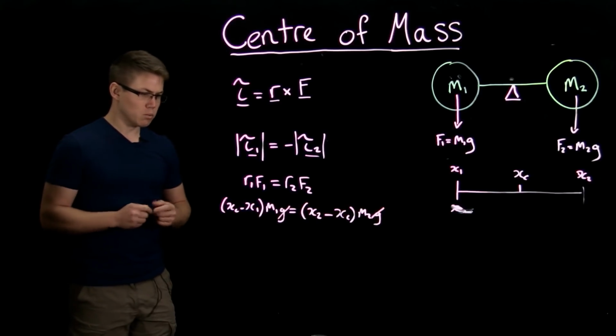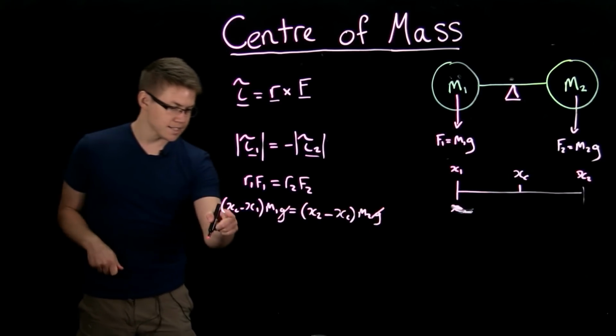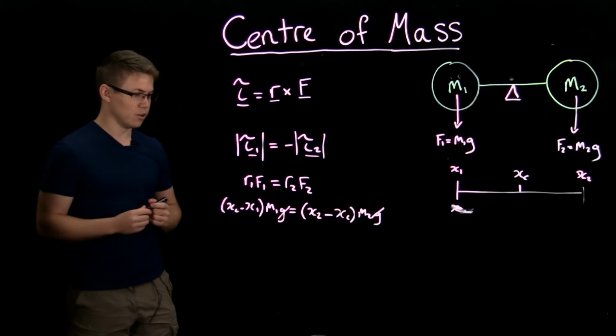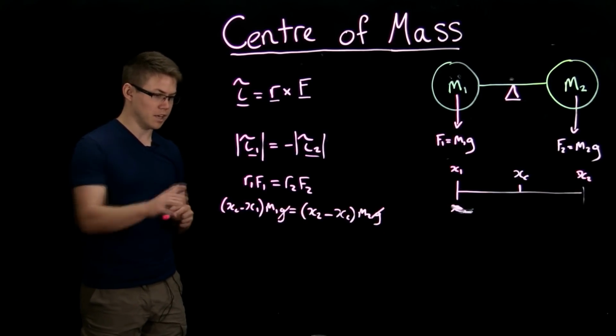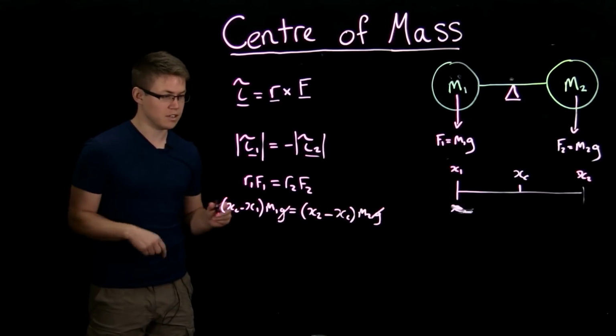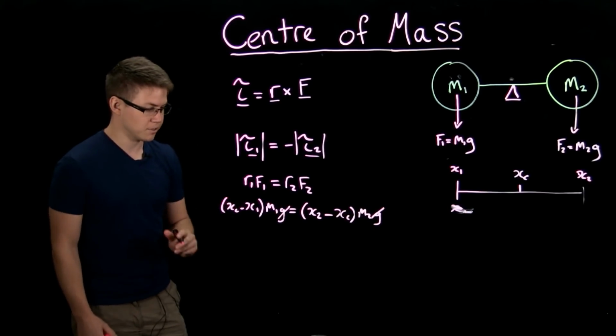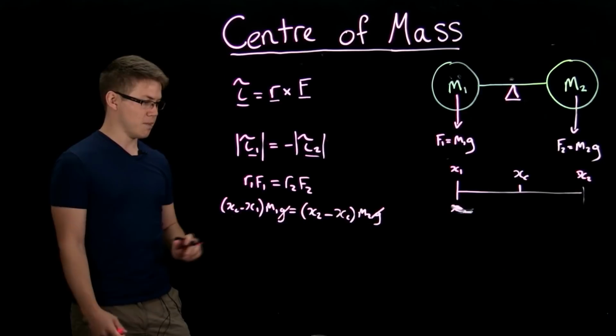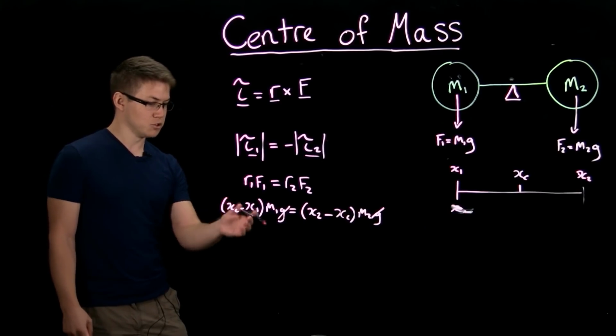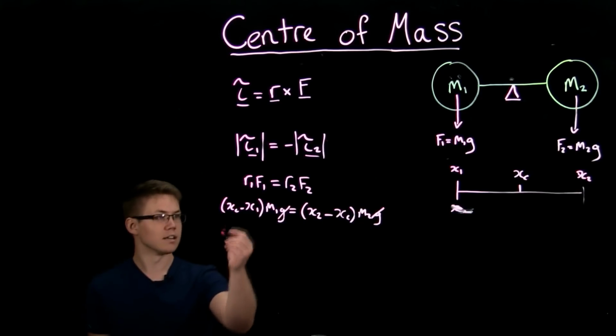But exactly what are we after? Well, we're after this xc, and it's tied up in these two terms here. So what I'm going to do is I'm going to simplify this a little bit. I'm going to divide through by m1, and then I'm going to collect the terms of xc on one side. So what will I have?